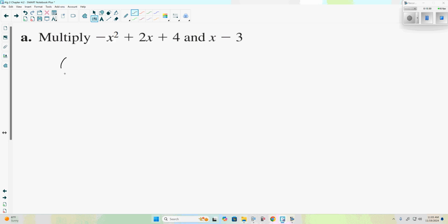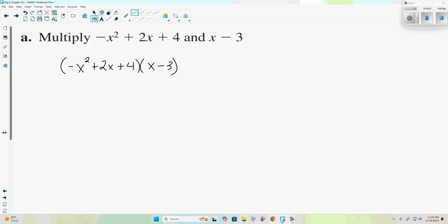We're going to multiply these two together. So we're multiplying negative x squared plus 2x plus 4 and x minus 3. We put each expression in parentheses and stick them next to each other, because it's understood that when we have two sets of parentheses right next to each other, we're multiplying.